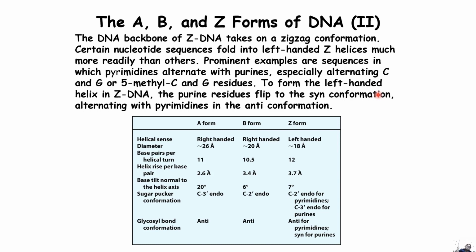So certain nucleotide sequences fold into left-handed helices much more readily than others. So there are prominent examples of sequences in which pyrimidines alternate with purines, especially alternating C and G or 5-methyl C and G residues. So to form the left-handed helix in Z DNA, the purine residues will flip to the syn conformation, alternating with pyrimidines in the anti conformation.